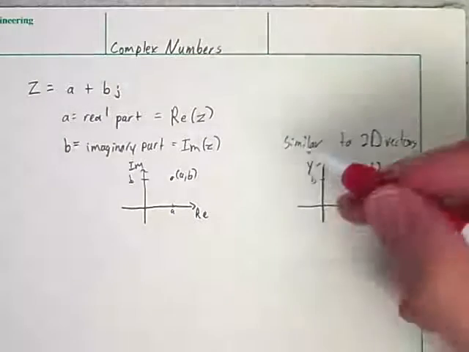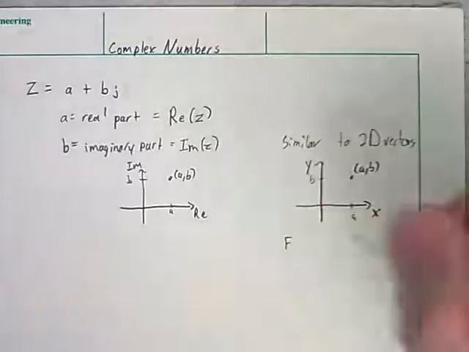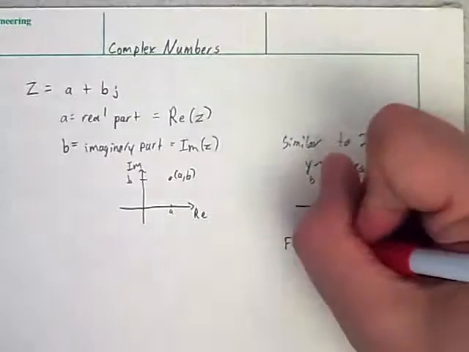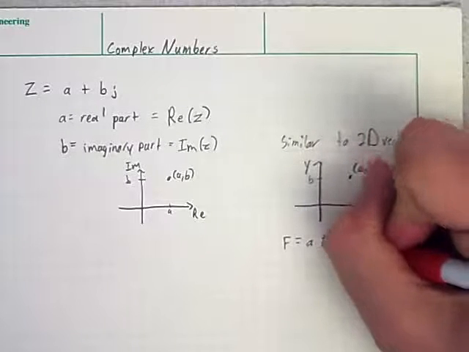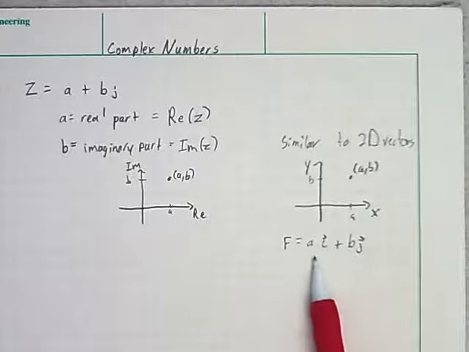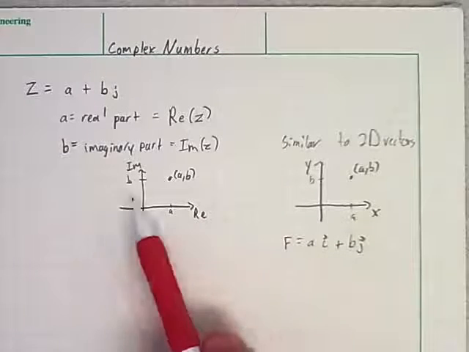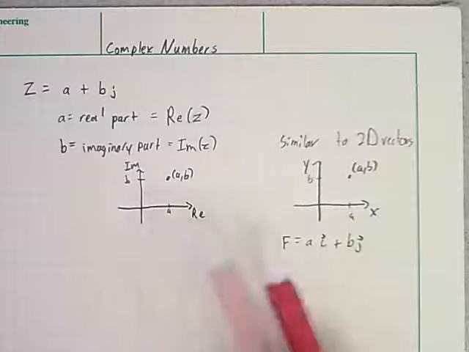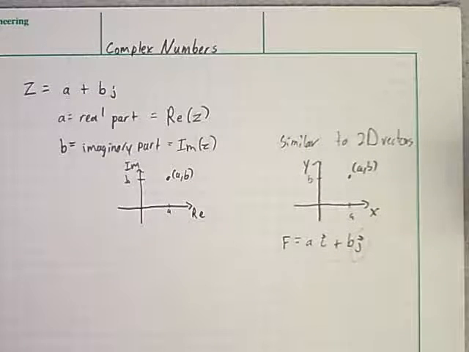And in 2D vectors, we might have that a force F is A in the X direction and B in the J direction. We use those unit vectors I and J, J being the Y direction. Here it corresponds to the imaginary part. So that makes sense why we use J instead of I.